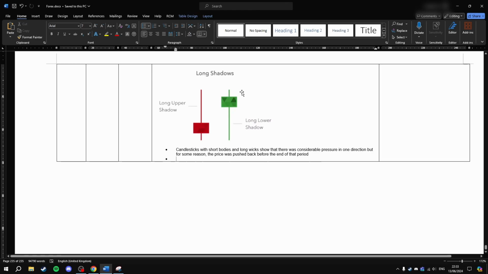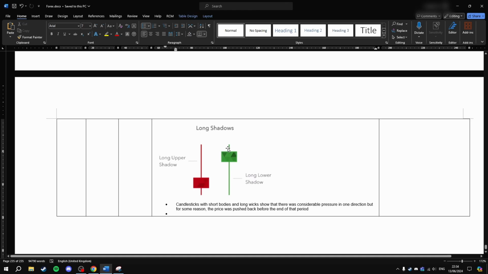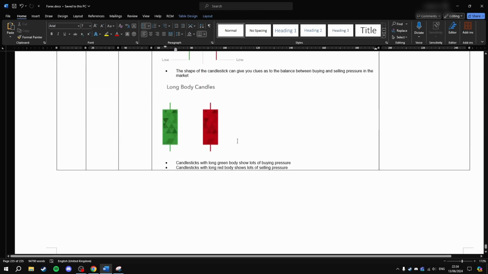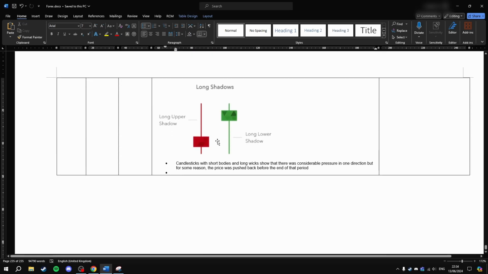Because there was considerable selling pressure, the price dropped really low, below the opening price, and it somehow managed to go back up again, above the opening price.